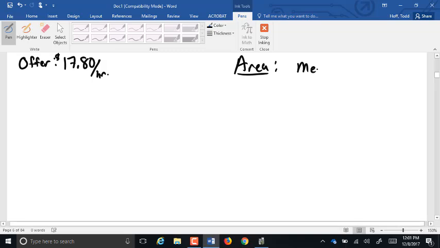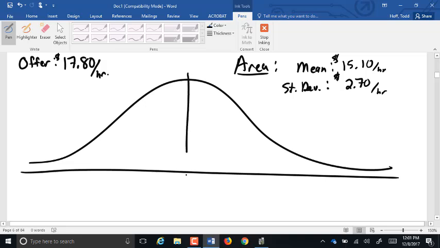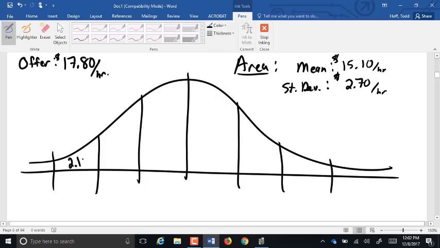Sure. Let's say you look in the area, you look at other starting wages in the area. The mean is $15.10 with a standard deviation of $2.70 per hour. So we have our bell curve here. And our percents are still the same.